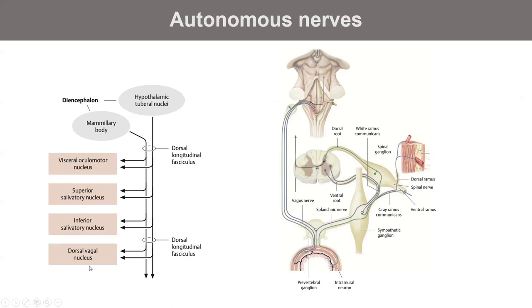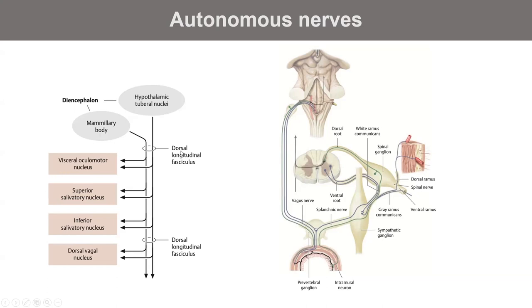to the parasympathetic nuclei. For the oculomotor nerve, the parasympathetic nucleus is the accessory parasympathetic nucleus, or Edinger-Westphal. For the facial nerve it is the superior salivatory nucleus, for the glossopharyngeal nerve the inferior salivatory nucleus, and for the vagus nerve the parasympathetic nucleus is called the dorsal vagal nucleus. So all this excitatory stimulation is happening via the diencephalon, via these two tuberal nuclei and the mammillary body, which are sending it to increase the flow of the saliva.